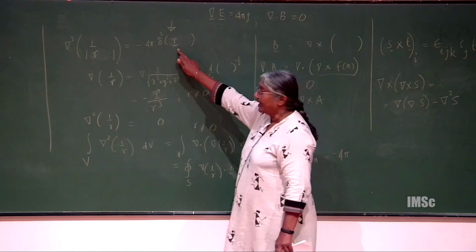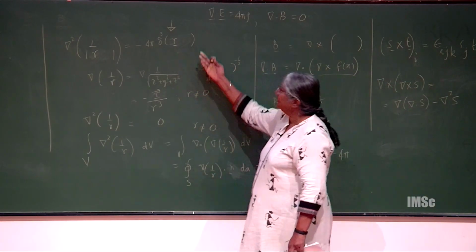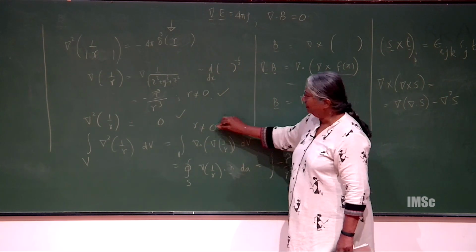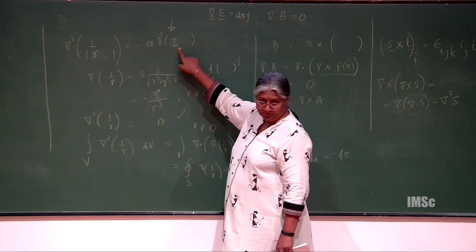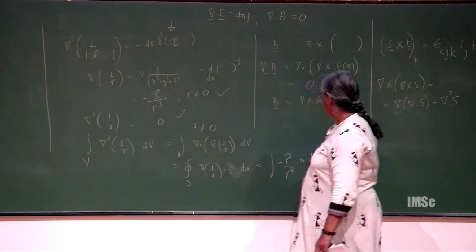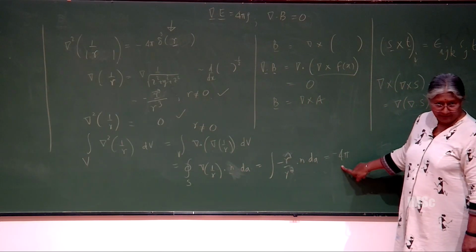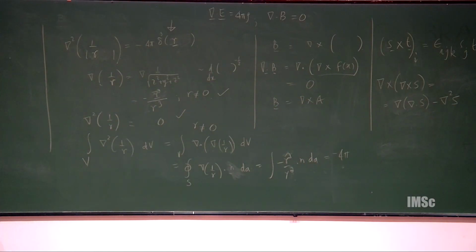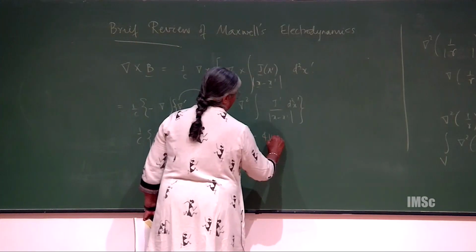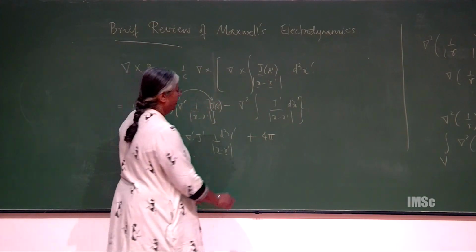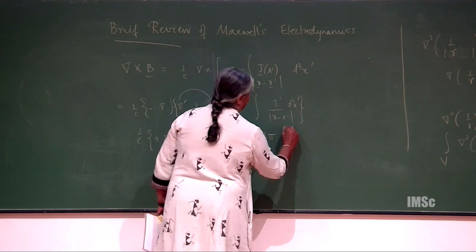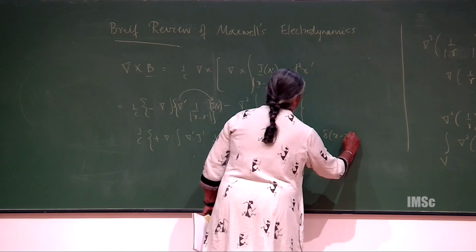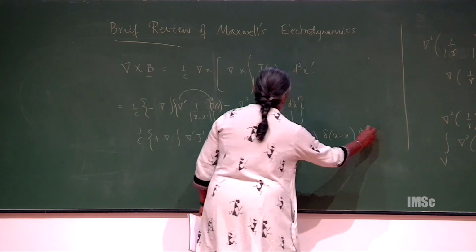So you can see that when r is not equal to 0, then the answer is 0, which is exactly what we have got over here, right? When r is not equal to 0, the answer is 0. But when r is equal to 0, then this will become 1 and the answer is minus 4 pi. Is it clear? So this is therefore minus of minus, plus 4 pi. I have the integral of j of x prime delta of x minus x prime d cubed x prime.